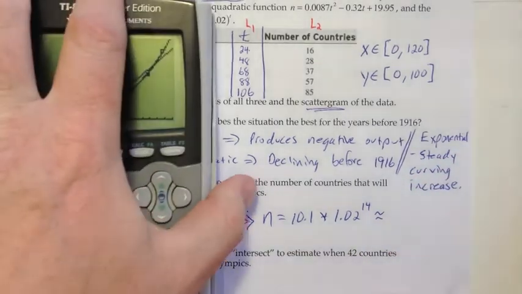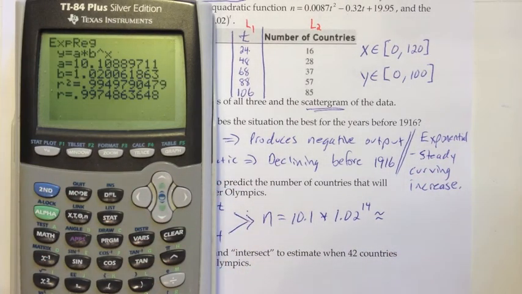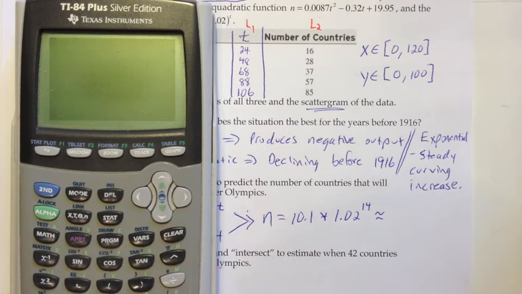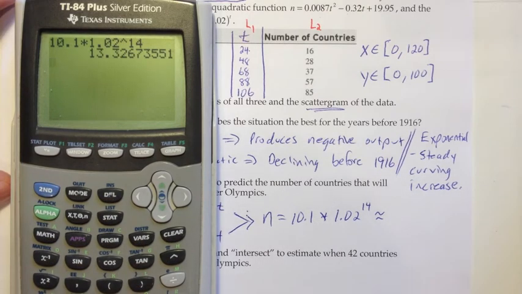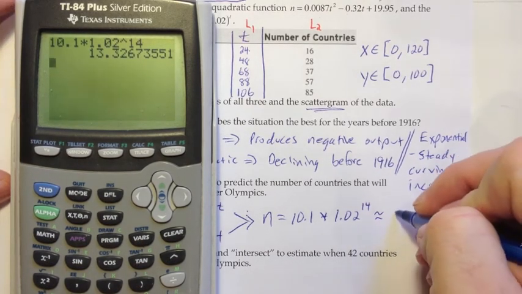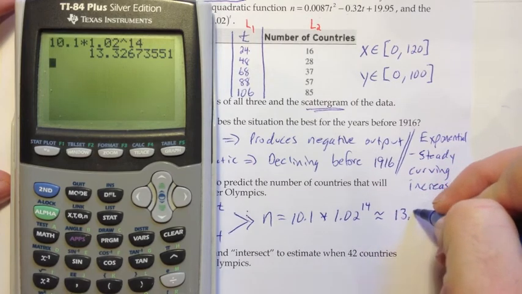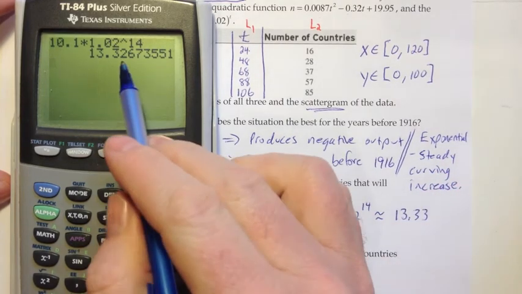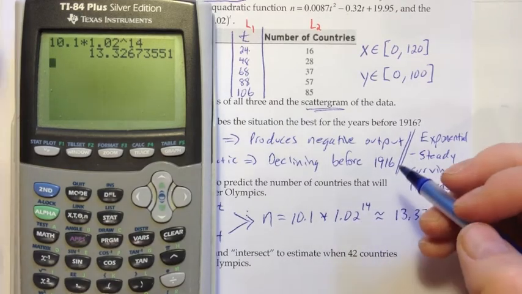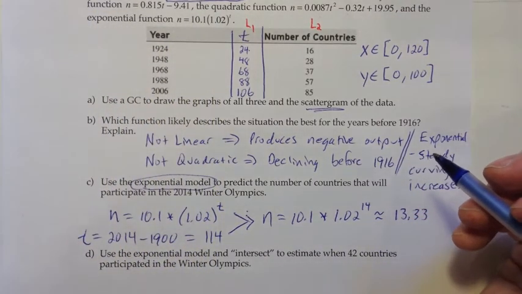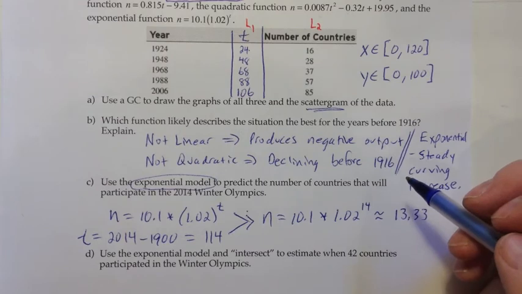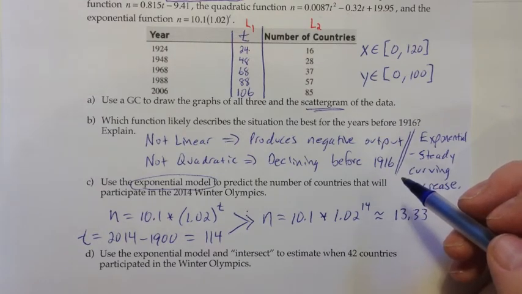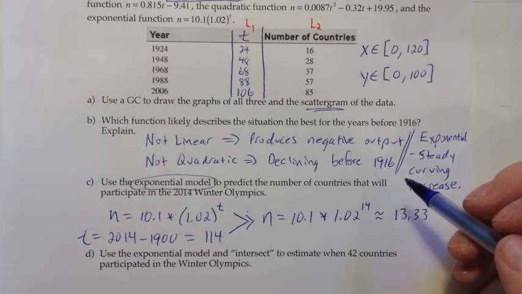And I can do that on the calculator. Let me exit out of this screen and clear that off. So we have 10.1 times 1.02 raised to the 14th power. And that ends up being 13.32, 13.33 I guess because of the 6. But really we should probably round that to the nearest whole number. And what do we get there? Something seems to have gone wrong.